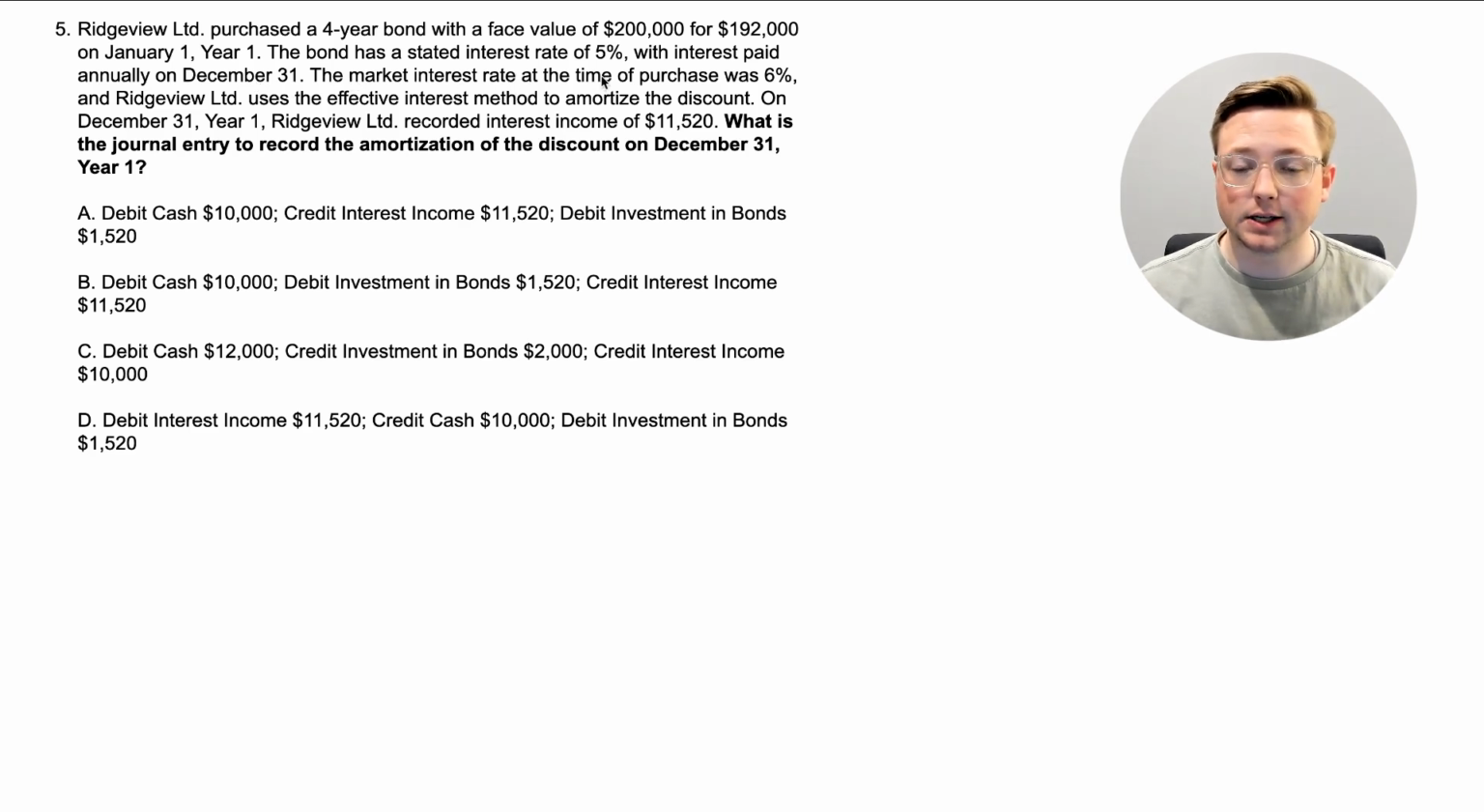The market interest rate at the time of purchase was 6%, and Ridgeview Ltd. uses the effective interest method to amortize the discount. On December 31st, year 1, Ridgeview Ltd. recorded interest income of $11,520. What is the journal entry?